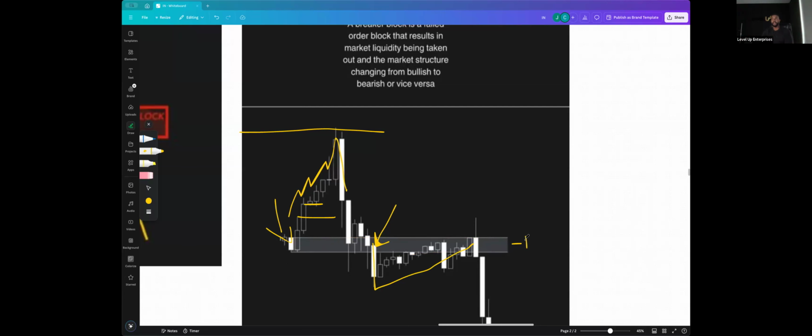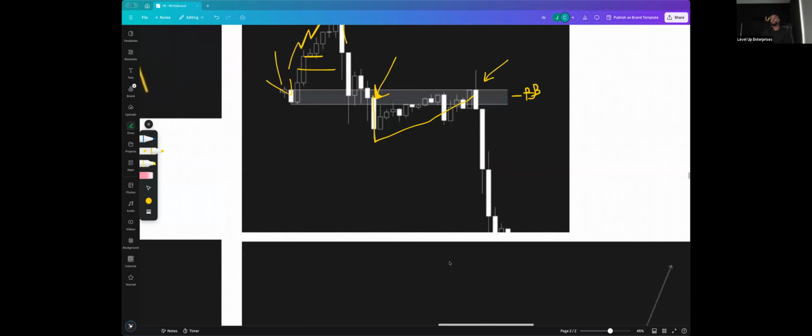So this will be a negative, a bearish breaker block. So it'll be a negative BB, negative breaker block. And what does price do? Price comes down. And what do we do? We make money. Price rejects, right?